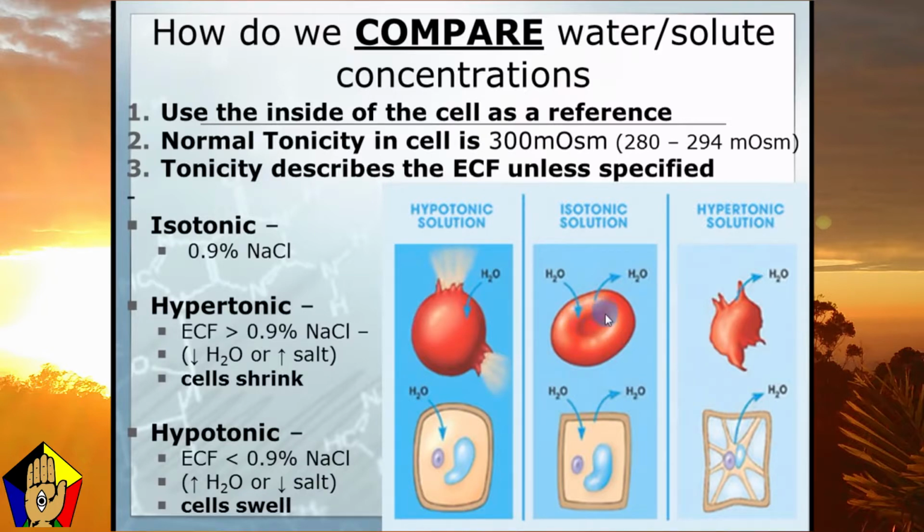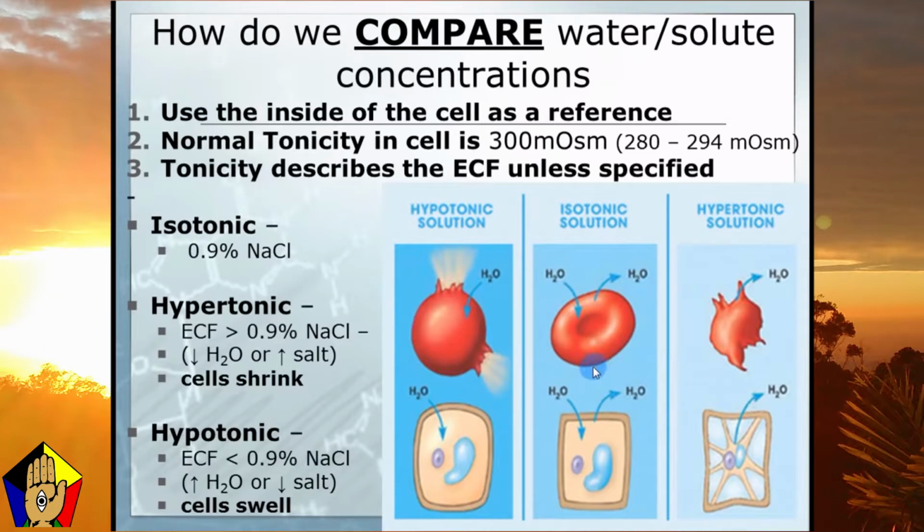So if the inside is 300 milliosmoles and the outside is 300 milliosmoles, they are the same, or iso. This solution out here is what we're trying to describe. We know what the cell is. We're describing the solution around it. So tonicity describes the extracellular fluid unless it's otherwise marked. Isotonic means the cell is 300, the outside is 300 also.